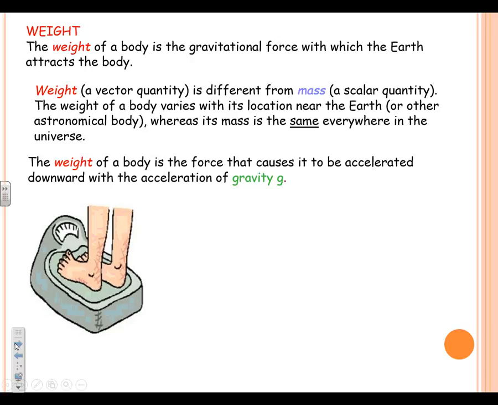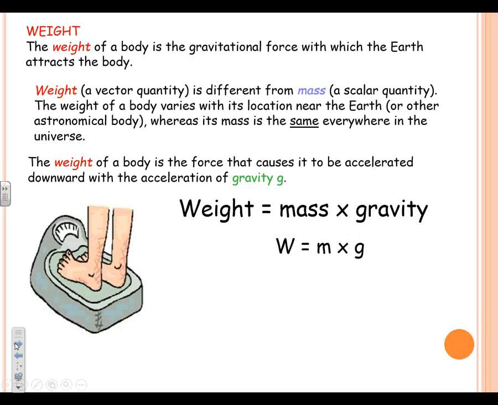So the weight of a body is actually a force that's caused by it being accelerated downward by gravity. The formula for this is weight equals mass times gravity. So weight is a force. Mass will be in kilograms, and gravity is in meters per second squared. Here on Earth, we use gravity as 9.8 meters per second squared. Weight is going to be measured in newtons for this class, and mass will be measured in kilograms.